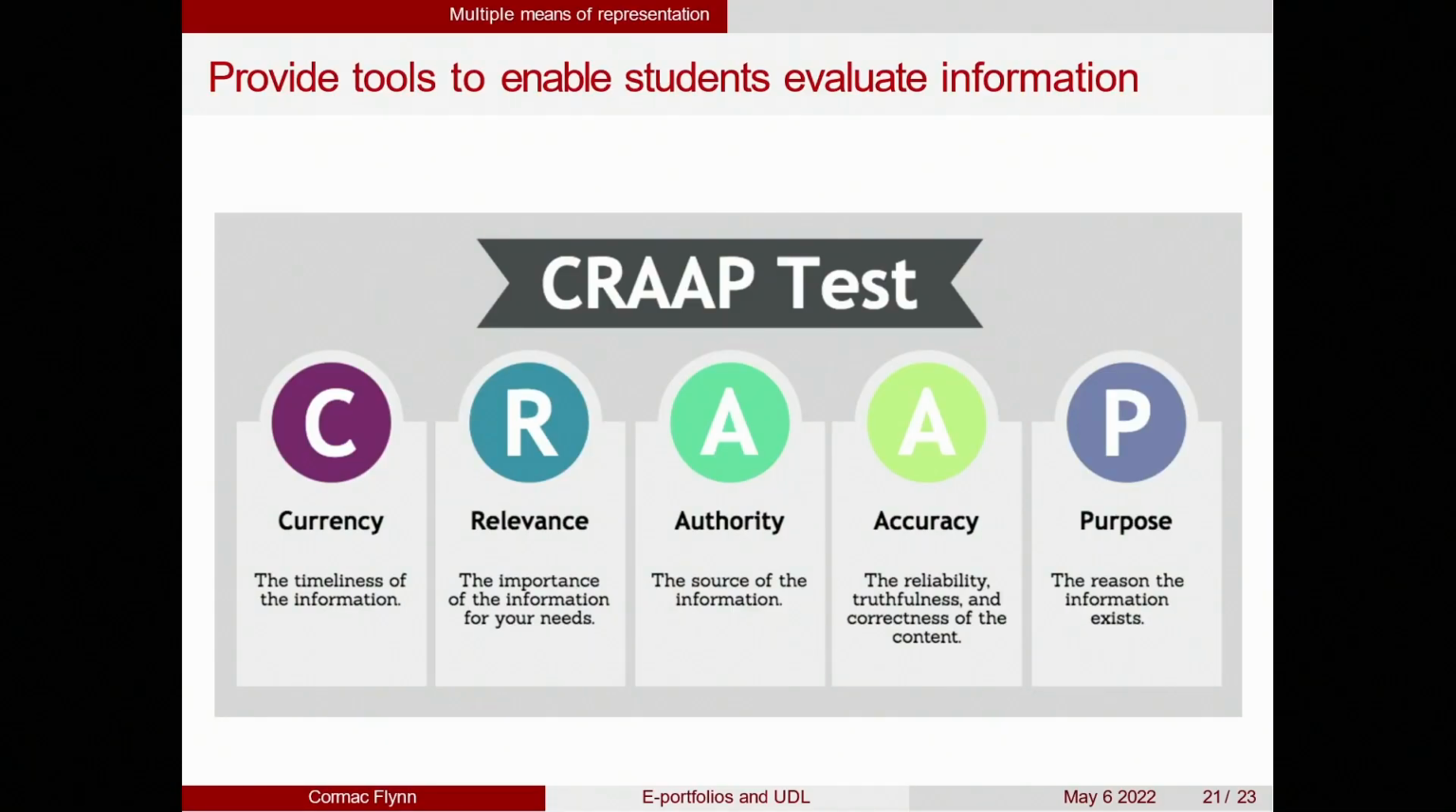And I provided them with a simple tool called the CRAP test. It's just a one-page document. It has a series of questions under these different categories. After answering the questions, the students themselves can evaluate the quality of their information. Within each ePortfolio task, I made sure that they did a CRAP test or something equivalent on the information they're providing. And generally, the source of their information was pretty good.